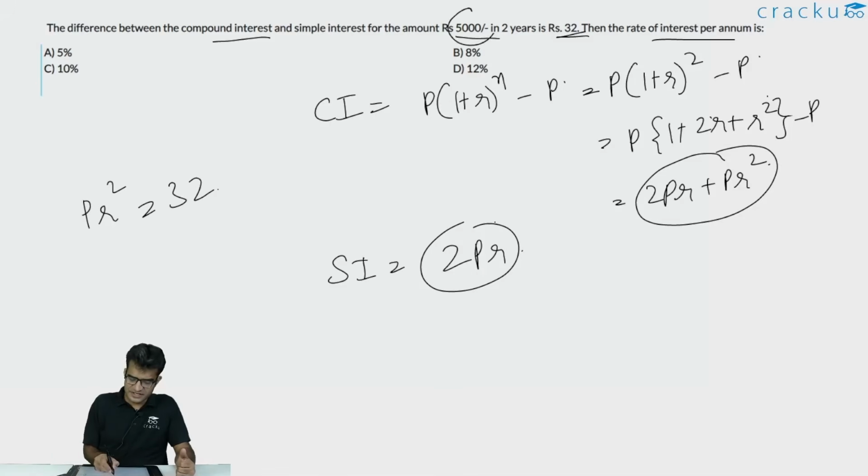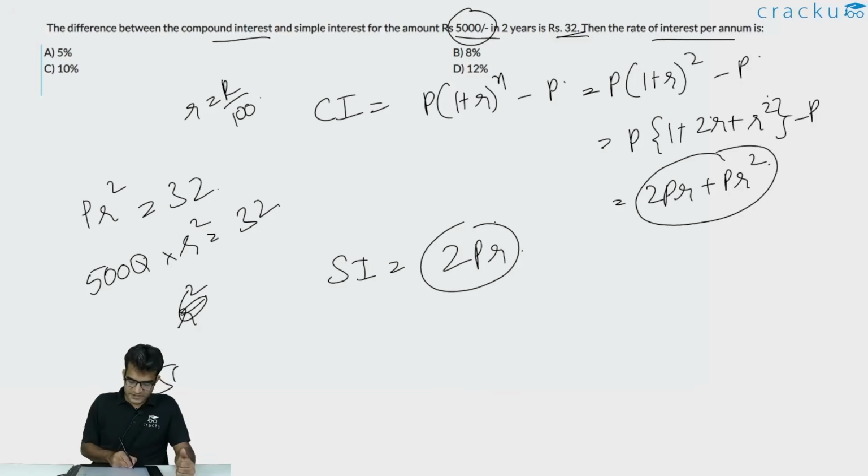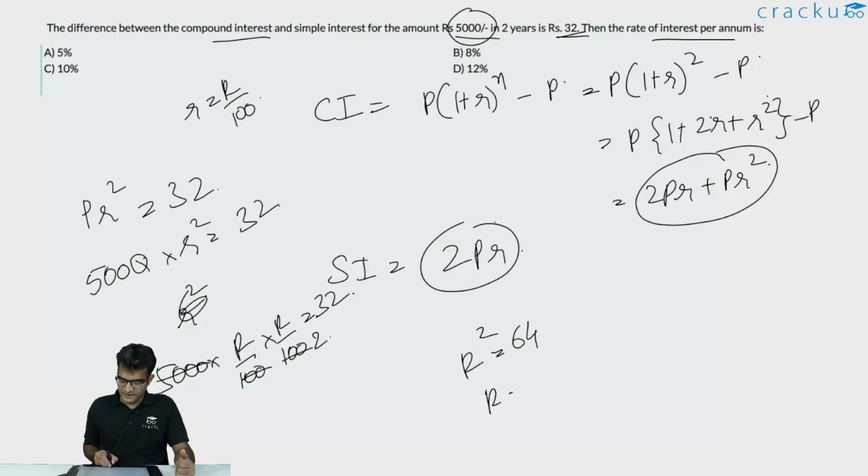We are also given the principal, that is 5,000. So 5,000 into r square is equal to 32. If you represent r as r%, which is r by 100, then 5000 into r by 100 into r by 100 is equal to 32. 100 into 100 is 10,000. 5000 divided by 10,000 is 1 by 2. So the value of r square is 64, or the value of r is 8. So the rate of interest is 8%. So the required answer is option B.